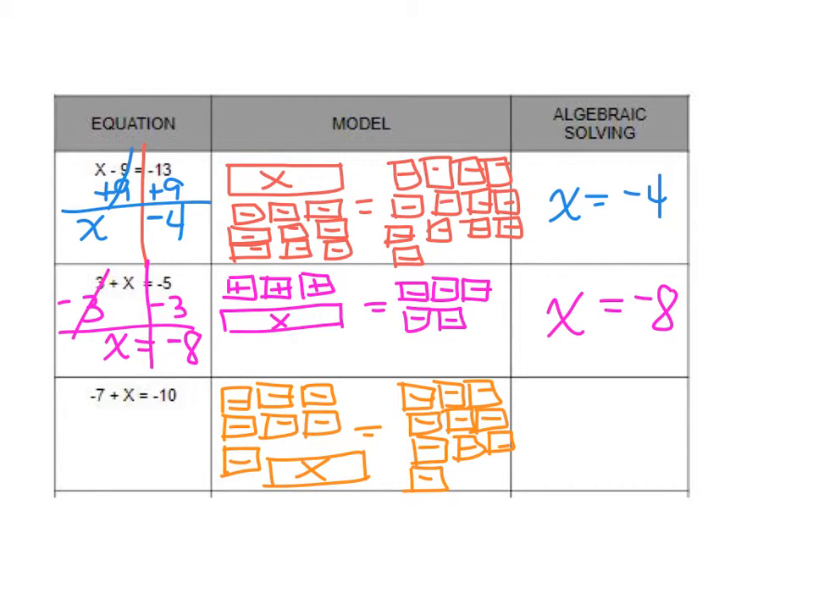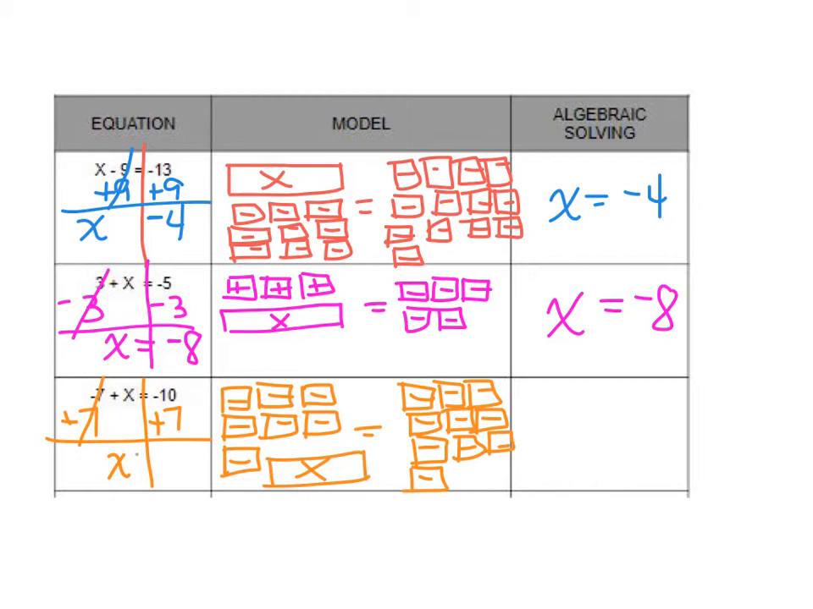Okay, so now what we're going to do, again, we're going to draw that line in the middle. Because it's a negative 7, the opposite would be a positive 7. So I'm going to go ahead and put positive 7. Then draw the line. So negative 7 and positive 7 is a 0 pair.